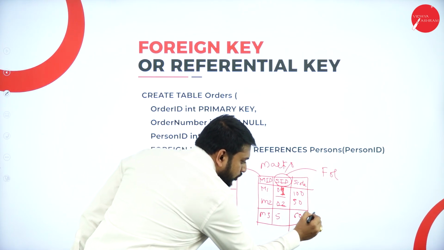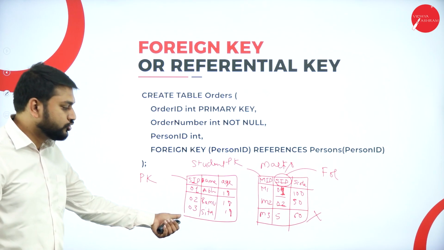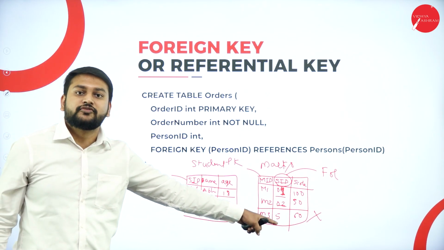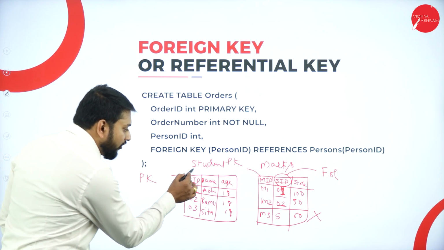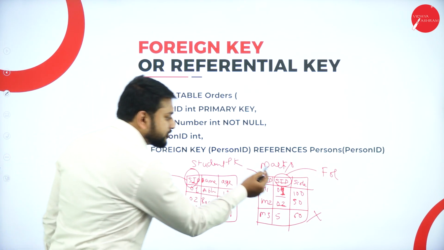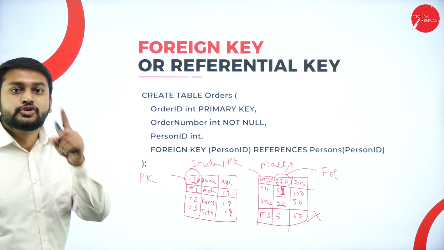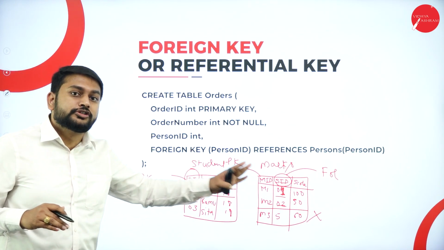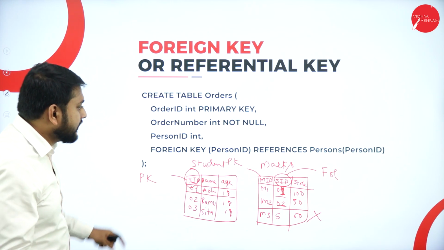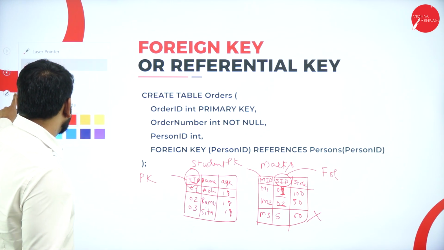Can I enter this? No, you cannot enter it, because there is no primary key data that is 5. So the primary key of one table will act as a foreign key in some other table. That is what I will call a foreign key. Fine, hope you understood the foreign key now. So guys, how do I declare this foreign key using the syntax?